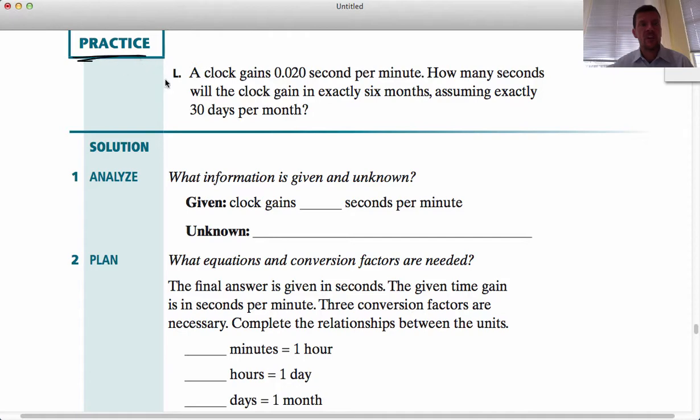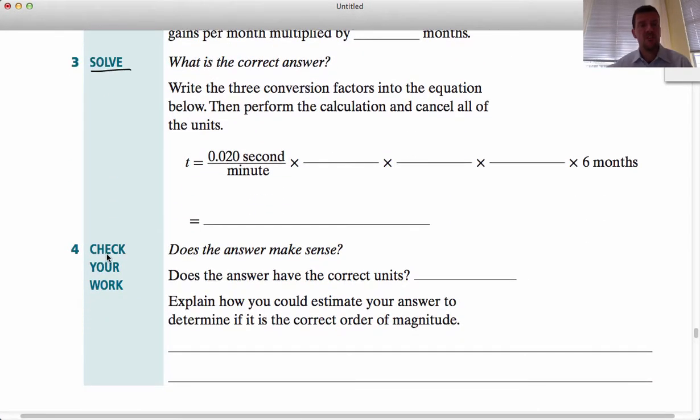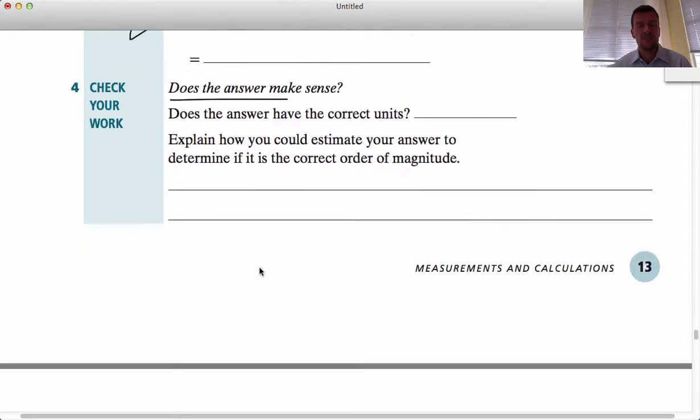Okay? You can practice L here, and you can use exactly the same method. See how well they set it up. Use your approach here in order to get the correct solution, and then make sure your answer makes sense.